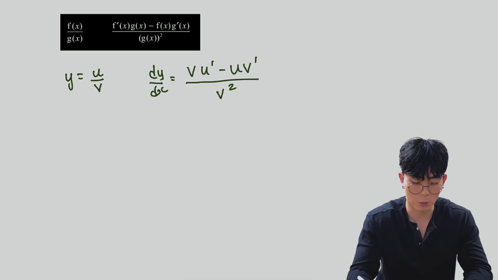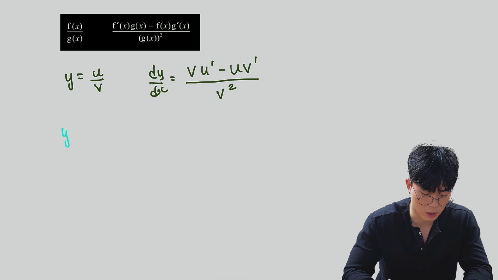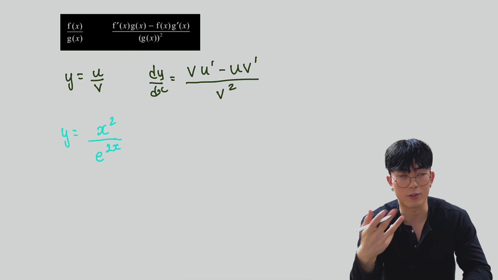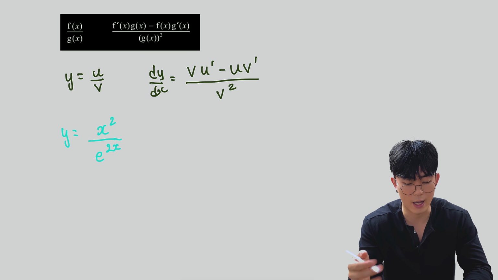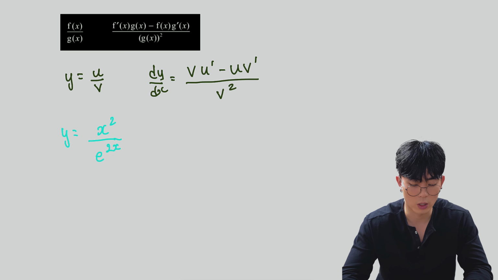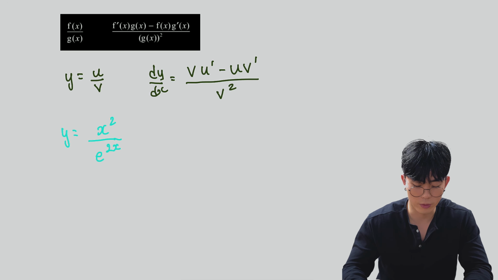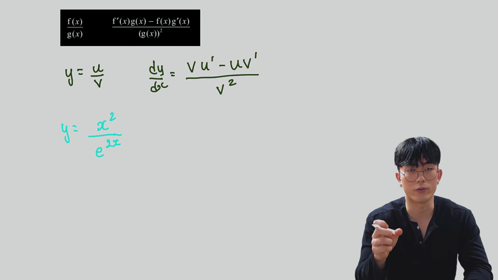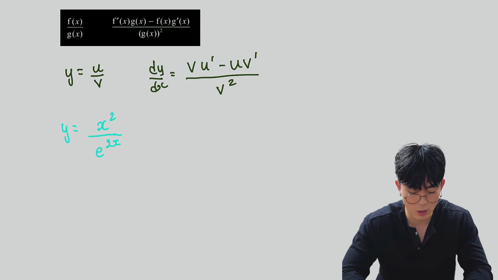So let's say we want to differentiate y is equal to, let's start off with something simple, x squared over e to the 2x. So we have one function above the other, it's a fraction. So therefore, if I were to differentiate it, I need to use the quotient rule. And so I have to set my u and v. Remember, for the quotient rule, the u and v is very important. So our u has to be the numerator, which is x squared, and our v has to be the denominator, which is e to the 2x.